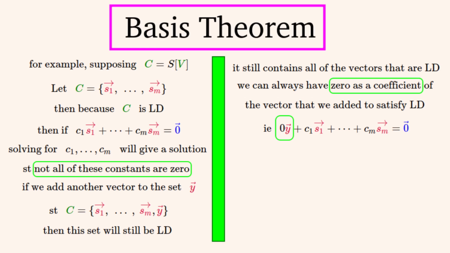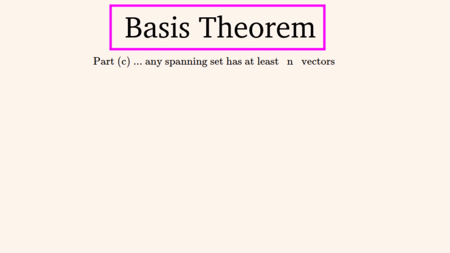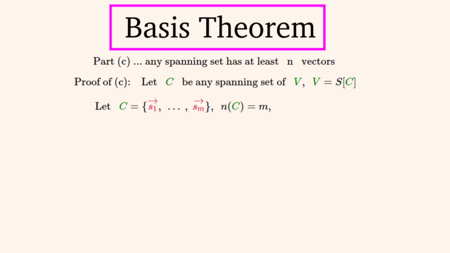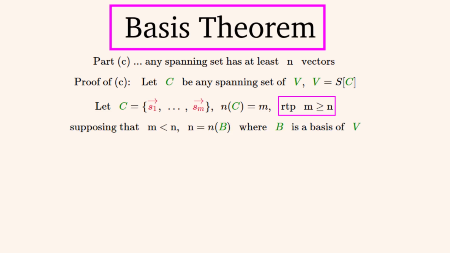without needing y. Now to prove part C of this theorem, which relies on the expanded version of part A, which is part B. A spanning set needs at least n vectors, which is how many vectors were in a particular basis of V. Now to prove this, we'll let C be a spanning set of V. And this is what C looks like, and it contains m vectors. And to prove this part of the theorem, we need to prove that m is greater than or equal to n.